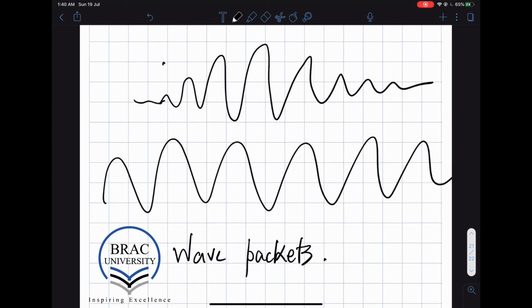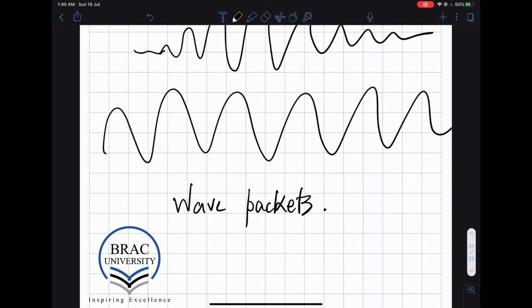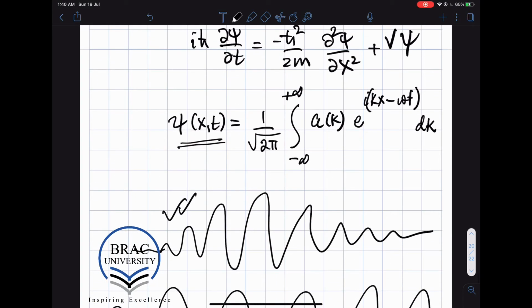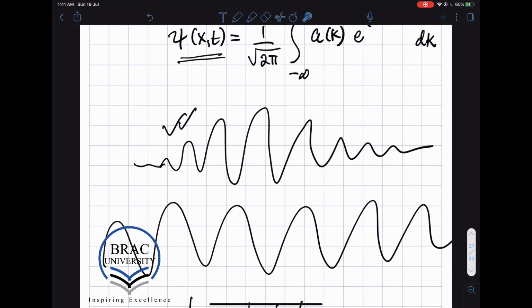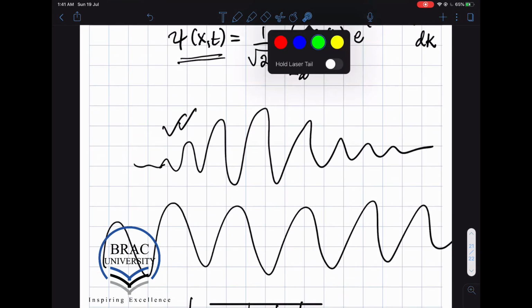So this is an example of a wave packet. Each of these is a phase, but this whole thing is a wave packet. A wave packet consists of many different phases, and all these different phases will have their own phase velocities, but the wave packet itself will move with the same velocity as the particle.